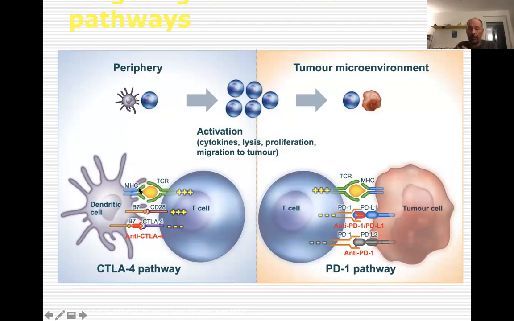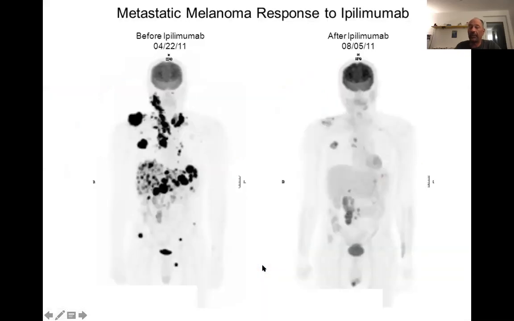CTLA-4 is a checkpoint inhibitor between the T cells and dendritic cells that are those that create the lymphocytes that attack the tumor. The PD pathway instead is a pathway that the tumor cells use to stop the aggression of the T cells. So if you interfere with this pathway, you will have a better aggression of the tumor cells. And this is actually very effective for some tumors.